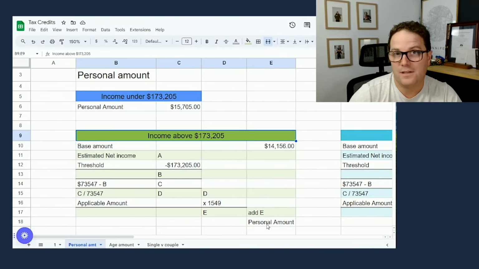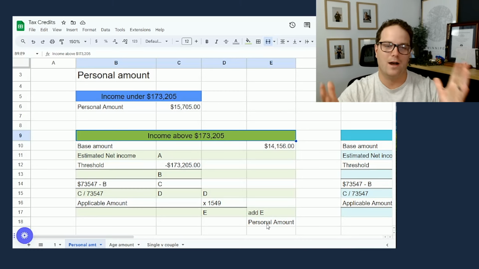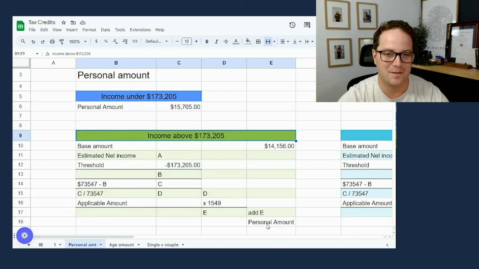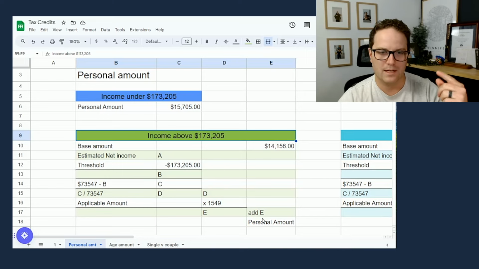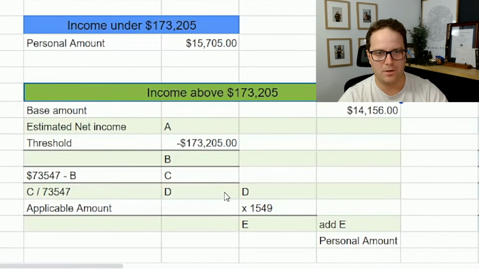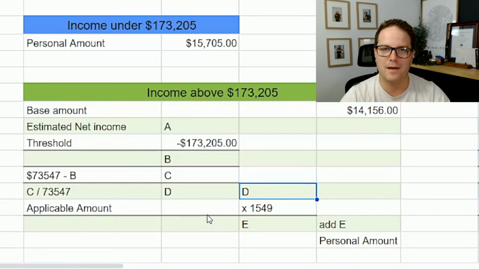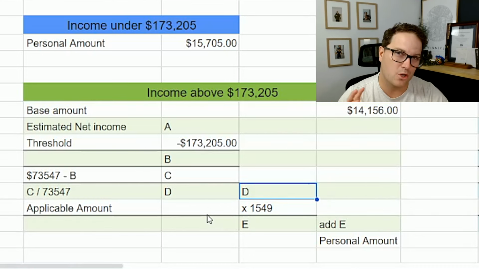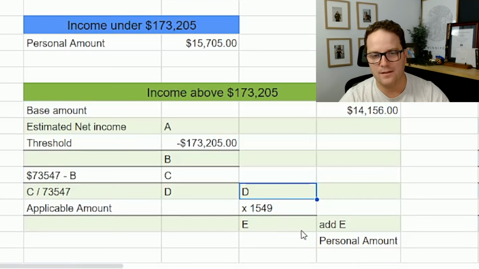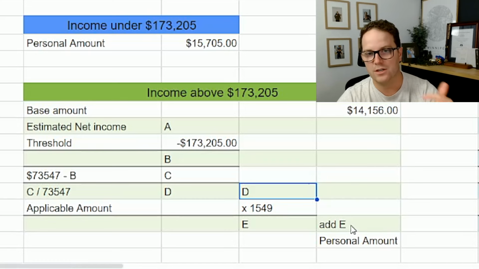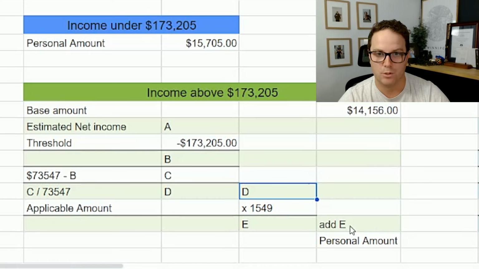This is obviously the easiest way CRA could have figured this number out. I have no idea why they made it so complicated, but this is the case. One thing you may notice or have realized here is it's entirely possible that D eventually will become a negative number. And in fact, it's around $250,000 of income that it does, meaning that when you're adding the eventual outcome of this calculation to the personal amount, you're actually going to start dropping that personal amount down.